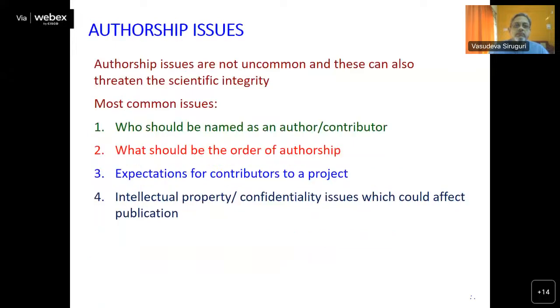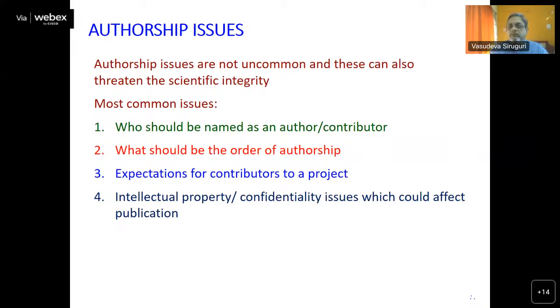Just for a recap, I told you that authorship issues are not uncommon, and they can also threaten scientific integrity. Some of the most common authorship issues one comes across is regarding who should be named as author or as a contributor. The next one is that whenever there's a list of authors, what should be the order of this list? Who should come first? Who should come second, etc.? And then what are the expectations for contributors to a project?